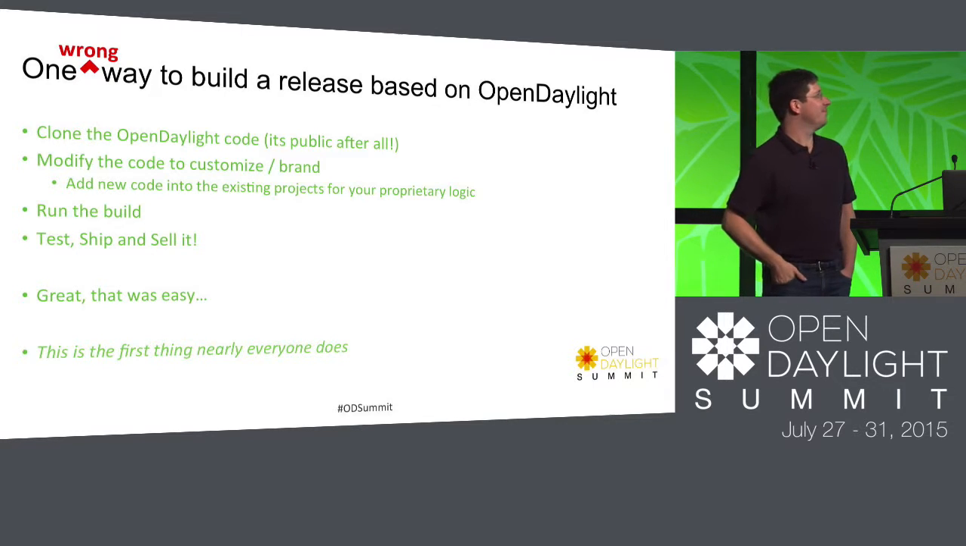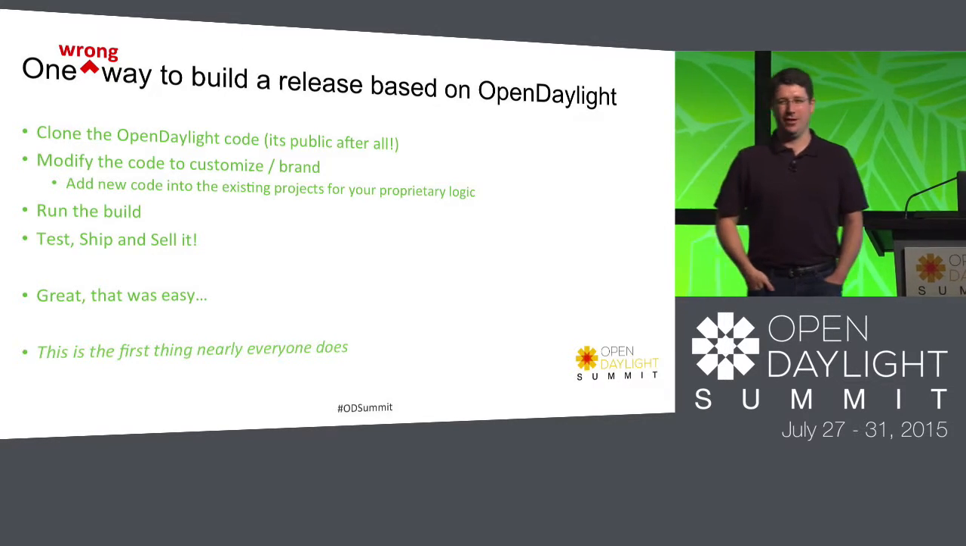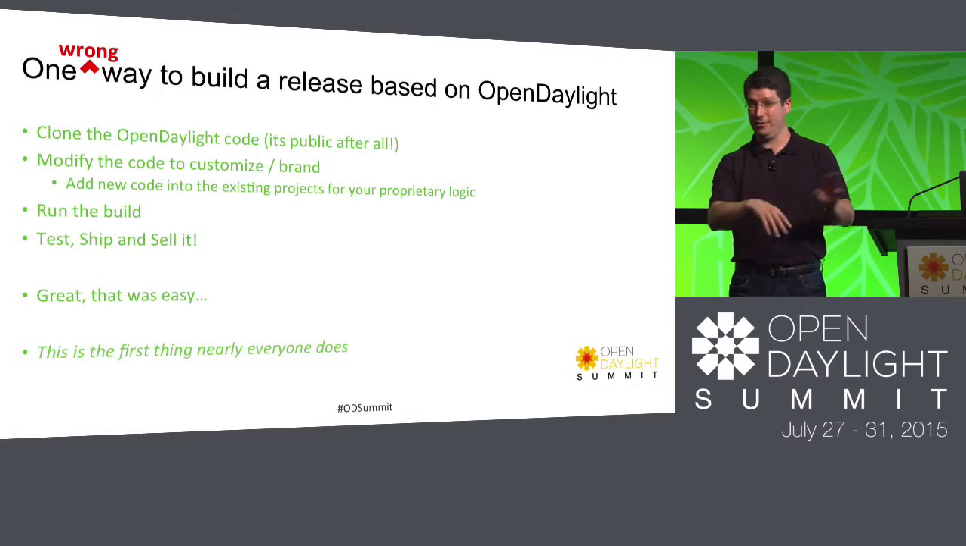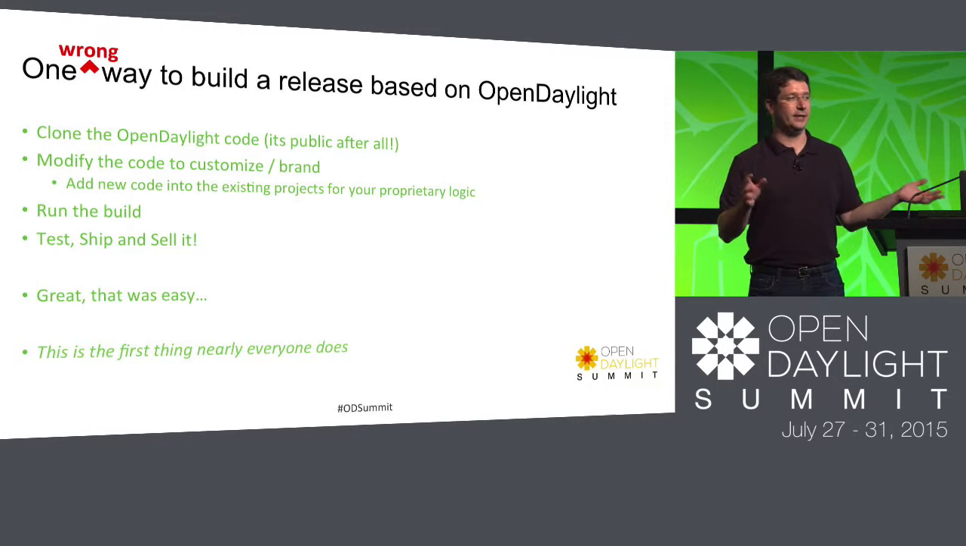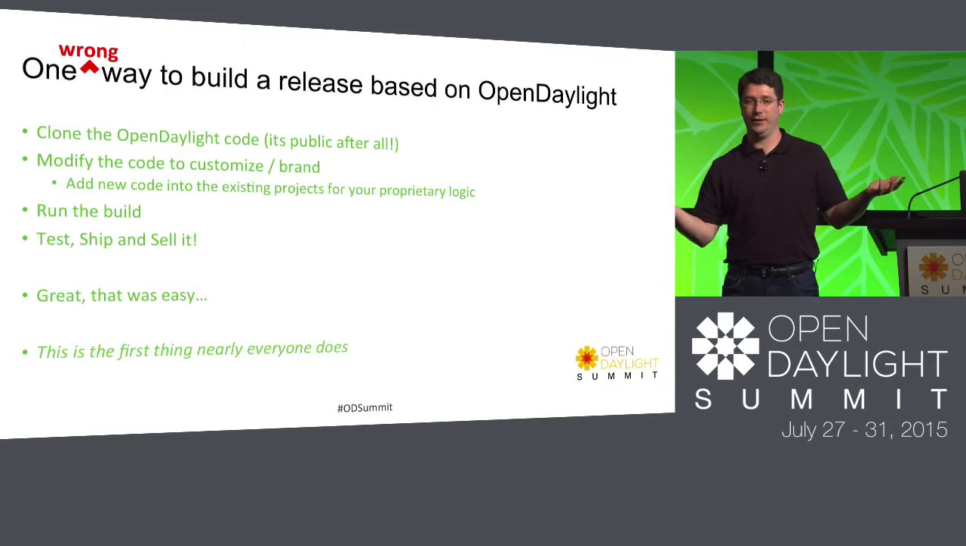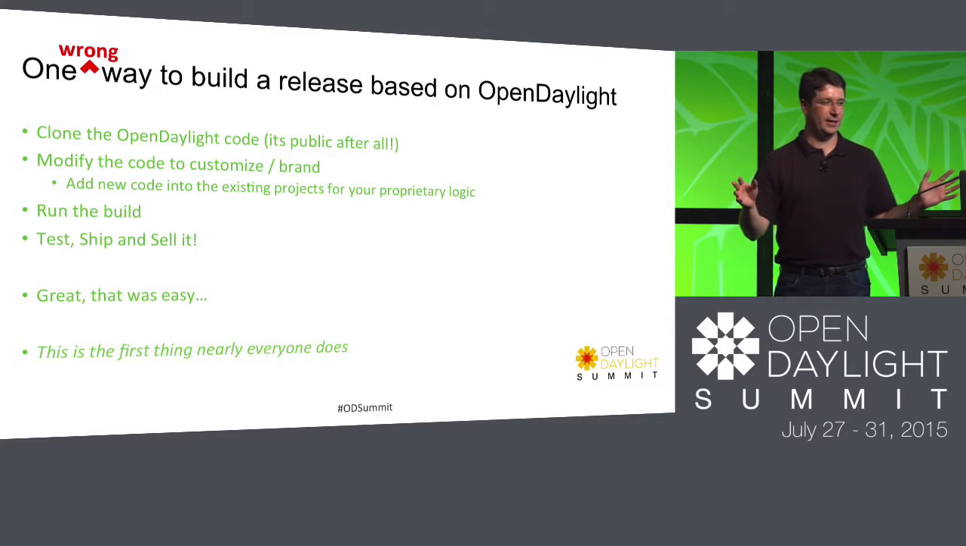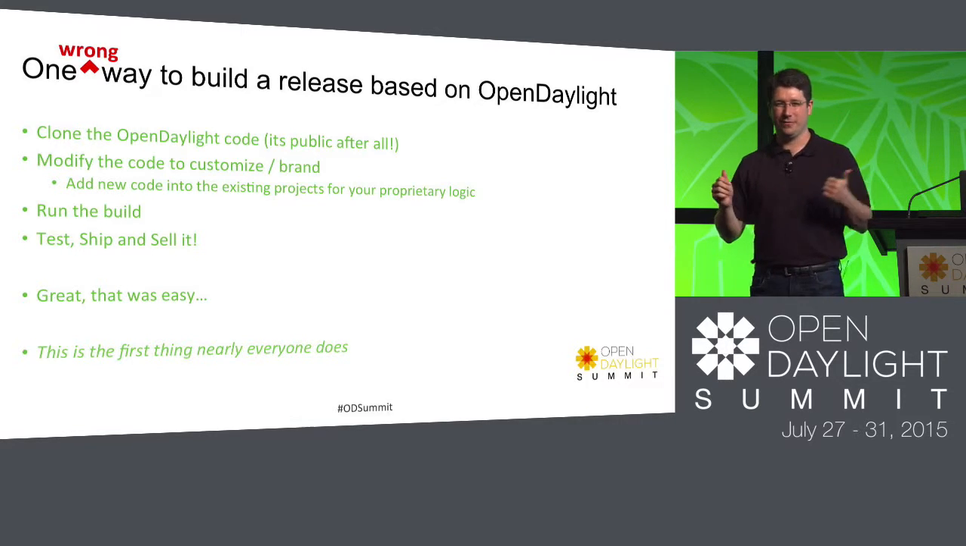OK. This is basically how everybody starts off working with OpenDaylight. And I know because I've done this at 2 different companies now, which is that you go clone the public code. It's all public. It's all in a Git repo. You go git clone. You have all the code. You look at it and say, cool, this code does almost what I wanted to do. I just need to augment it in a few places and add a couple of extra features. So you make those changes in the code, in the repository that you've cloned. You run the build. You test it, and you ship it, and you sell it. And it's all fantastic. And great, that was really, really easy. And so this is basically the first thing everybody does.